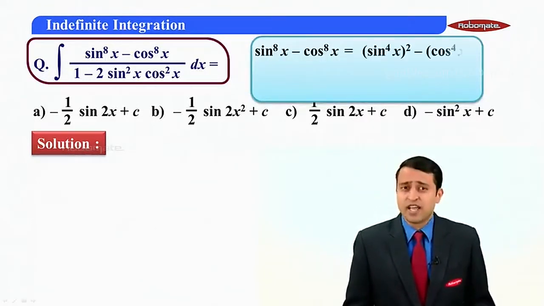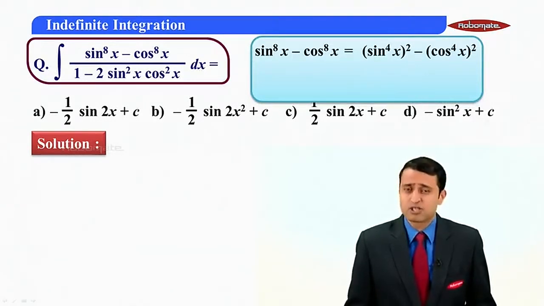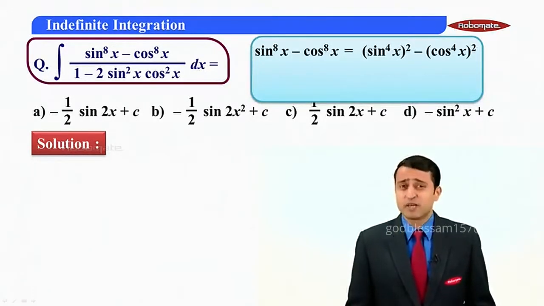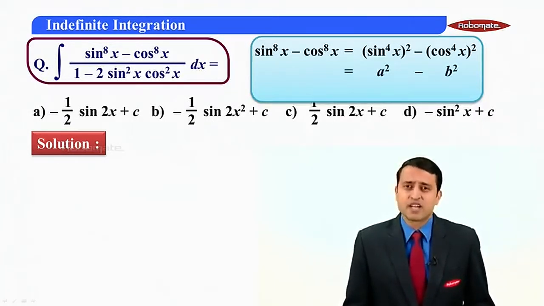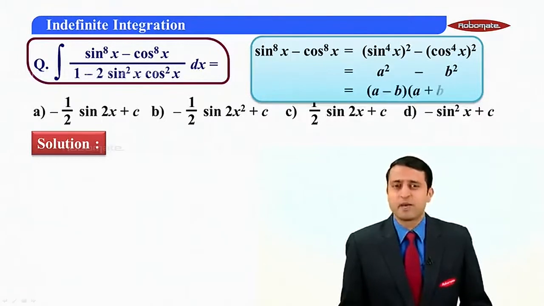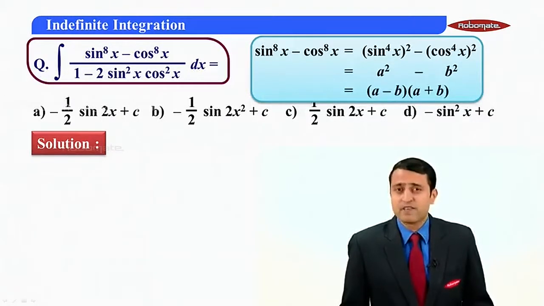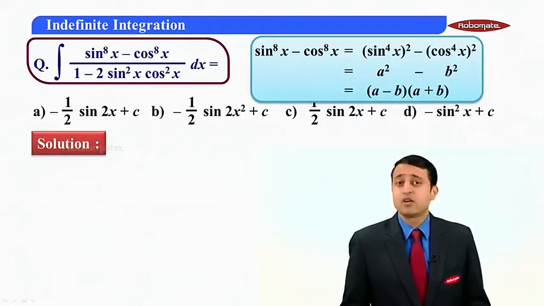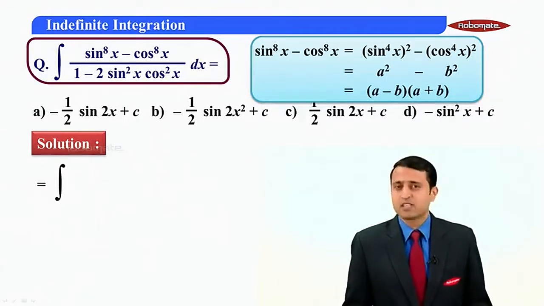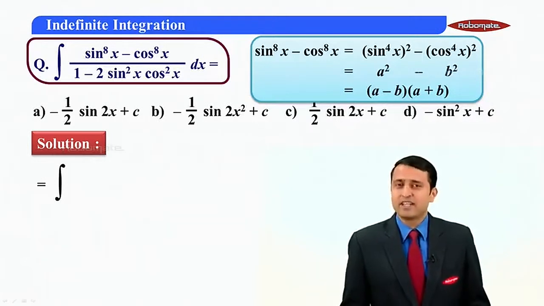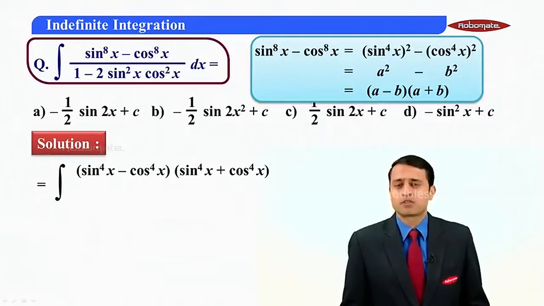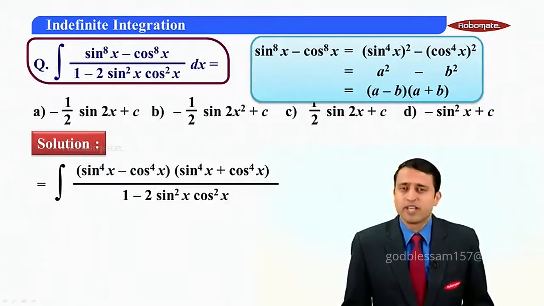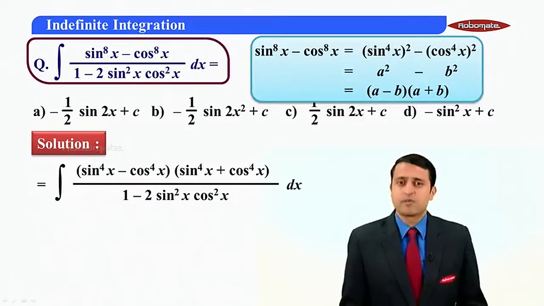I can write it as (sine raised to 4) the whole square minus (cos raised to 4) the whole square, which is nothing but of the form a square minus b square. At school level we studied a square minus b square is nothing but (a minus b)(a plus b), where in this case a will be sine raised to 4 and b will be cos raised to 4. So the very first step in the simplification will be writing the numerator as (sine raised to 4 minus cos raised to 4) into (sine raised to 4 plus cos raised to 4). Obviously I am not doing anything to the denominator, so the denominator is as it is.